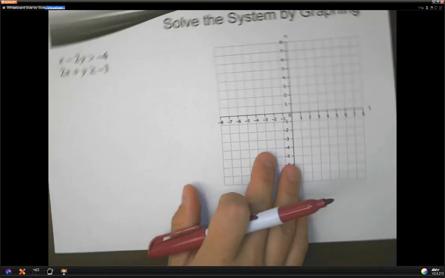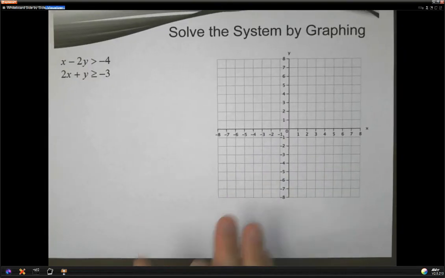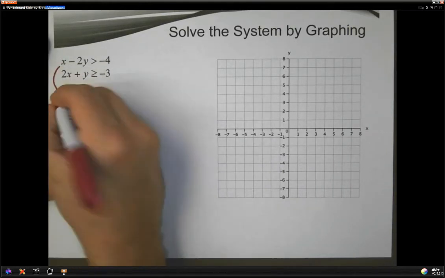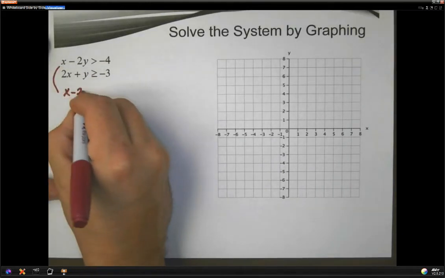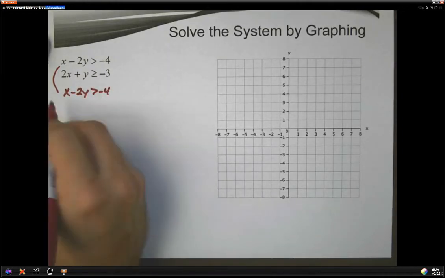All right. Then we're going to have types of problems where neither of them are in slope-intercept form. So it's kind of doing the same process twice over. We just have to get it in slope-intercept form and graph. So let's take that first one: x minus 2y is greater than -4, and let's go ahead and rearrange it into slope-intercept form.